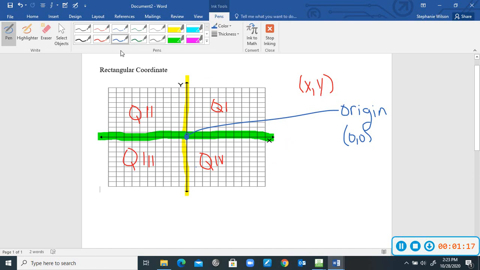Anytime we cross the x-axis, y is equal to 0. Okay? Anytime we cross the y-axis, x is 0.